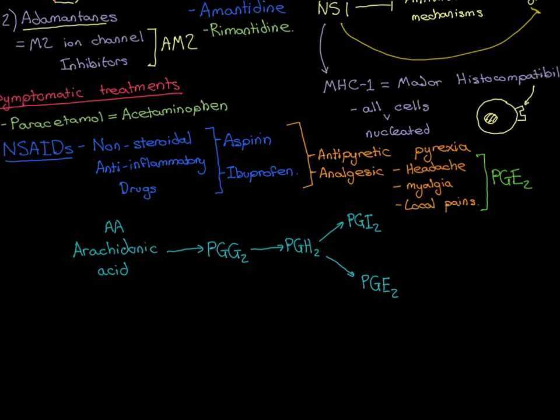Now, both of those steps there, the conversion of arachidonic acid into prostaglandin G2 and the conversion of prostaglandin G2 into prostaglandin H2, are catalyzed by enzymes called cyclooxygenase enzymes. So these reactions here are catalyzed by cyclooxygenase enzymes. And for short, cyclooxygenase enzymes are abbreviated to COX enzymes. So, cyclooxygenase enzymes or COX enzymes.